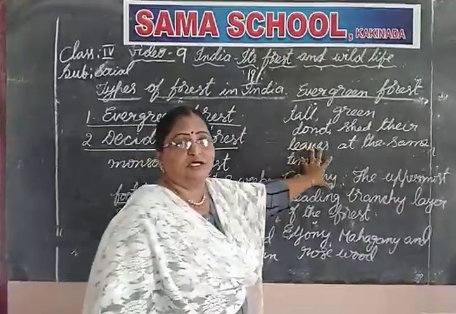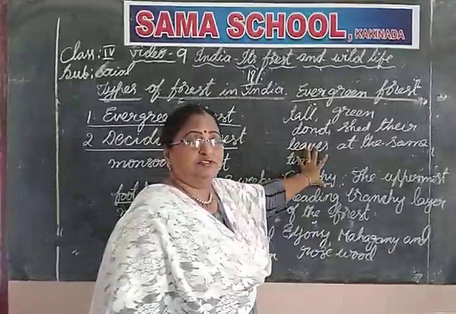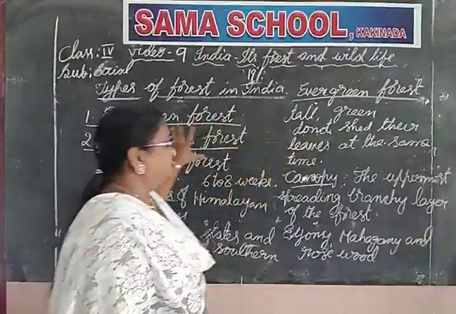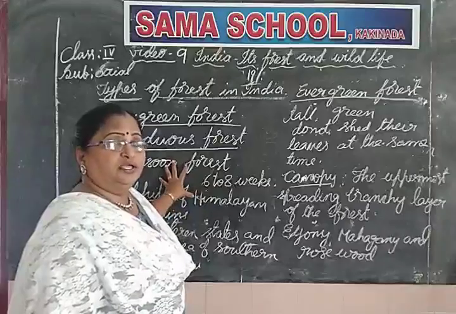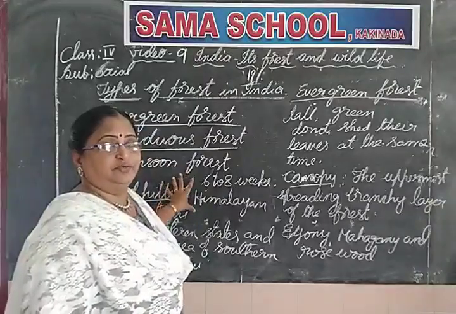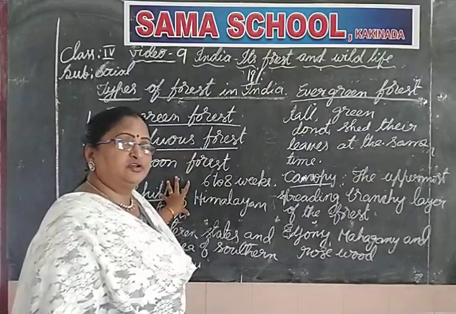The evergreen forest is green throughout the year and sheds leaves not at the same time, and the main thing in the deciduous forest is that only in the dry season, about 6 to 8 weeks, these trees shed their leaves. Right, children?